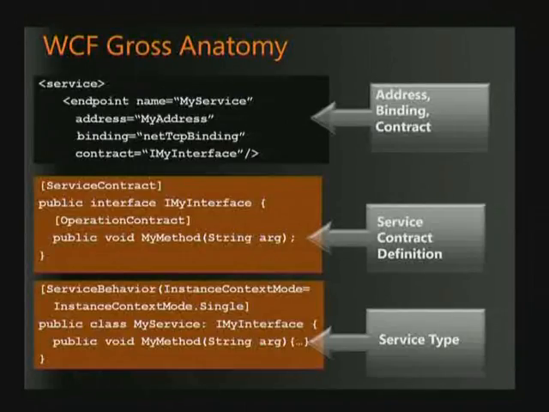We need to take that interface and implement it in a type definition like the one down here that says service type, and that can be a type that the WCF runtime instantiates. So our gross anatomy at a really high level is simple. We just create addresses, bindings, and contracts into endpoints. We build a service contract, and we add a type that implements that contract, and it seems to be really a piece of cake. What's going on behind the scenes is actually quite a bit more complex.